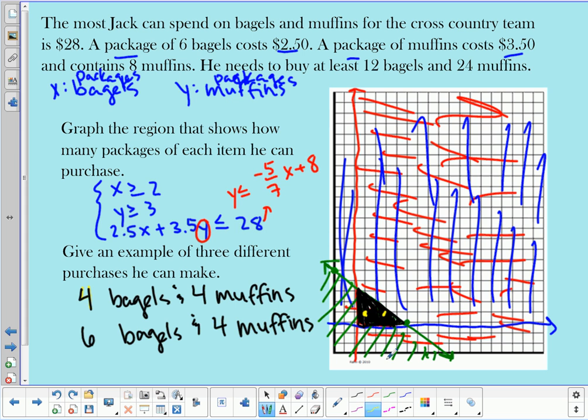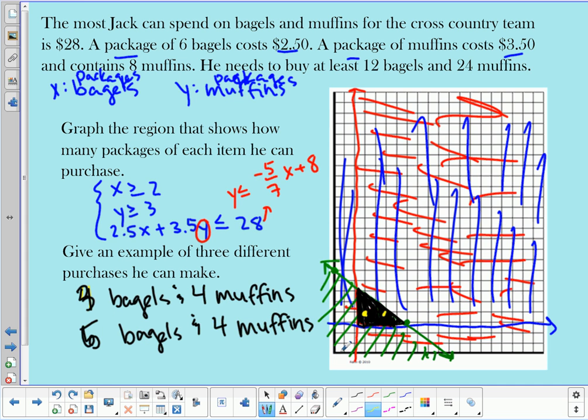Or I could have something like 3 packages. Oh, this was a 3. I'm sorry. That was a 1, 2, 3. Yeah, that was 3 packages of bagels. Oops. 3 packages of bagels. 4, 5. Then this was 5 packages of bagels. I swear I can count.